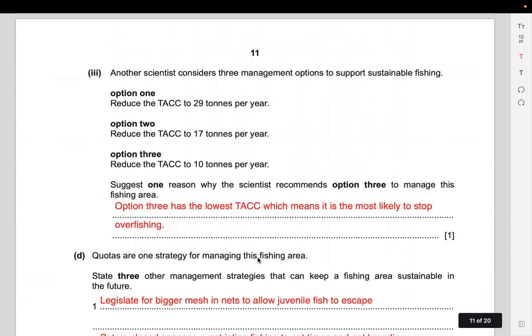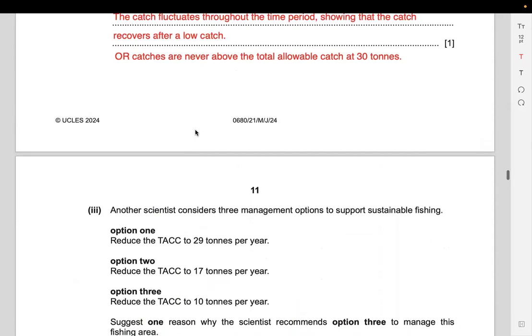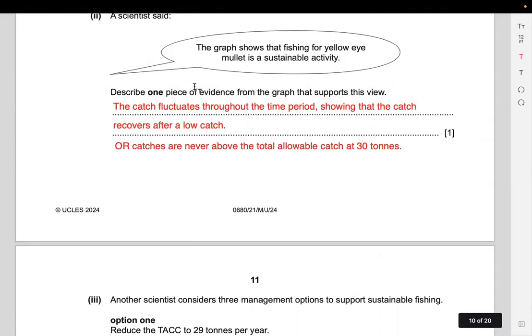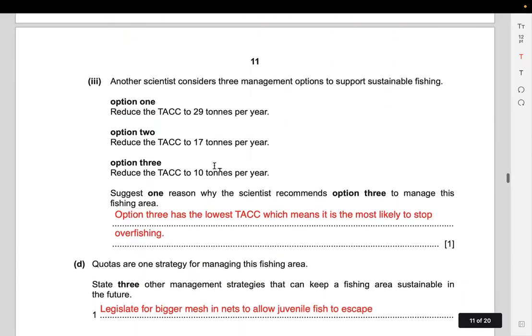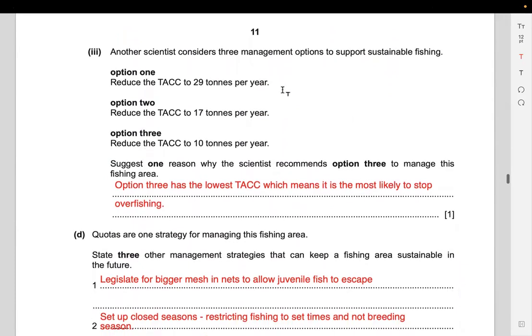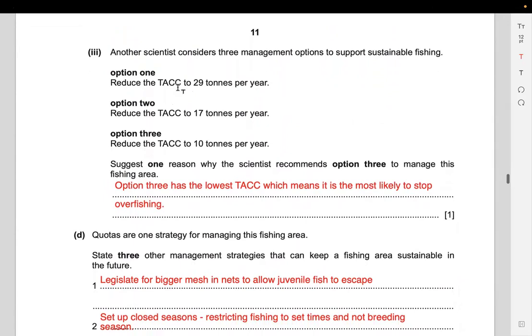Now, this is one of the annoying questions for somebody like me with my kind of brain, because it says, here's some options from another scientist. Now, this has just told us it's sustainable. And then this one goes, another scientist says, look, there's three options to support sustainable fishing. Let's reduce the total allowable catch to 29, 17, or 10 tons per year. Suggest one reason why the scientist recommends option three.